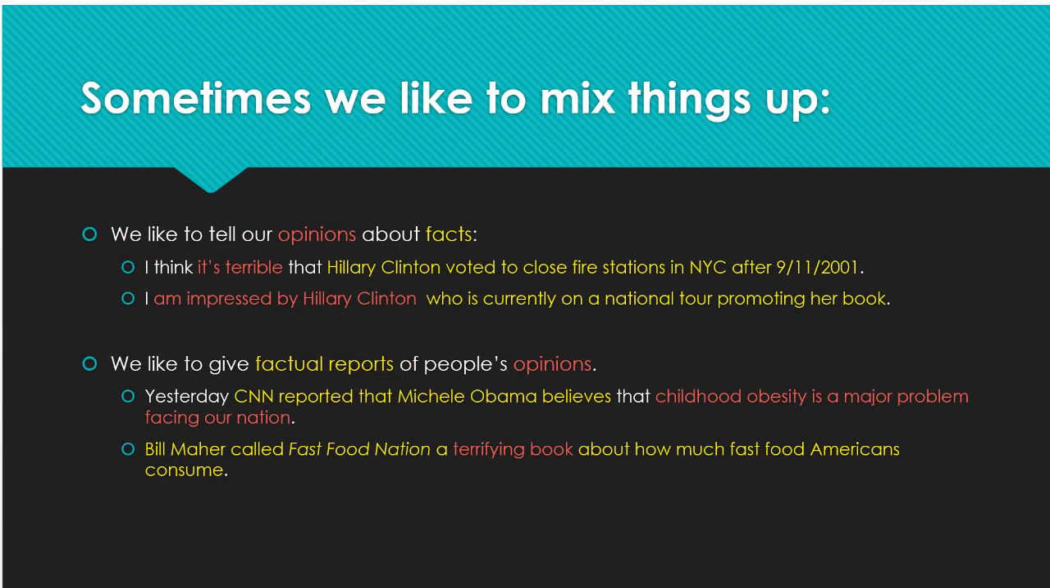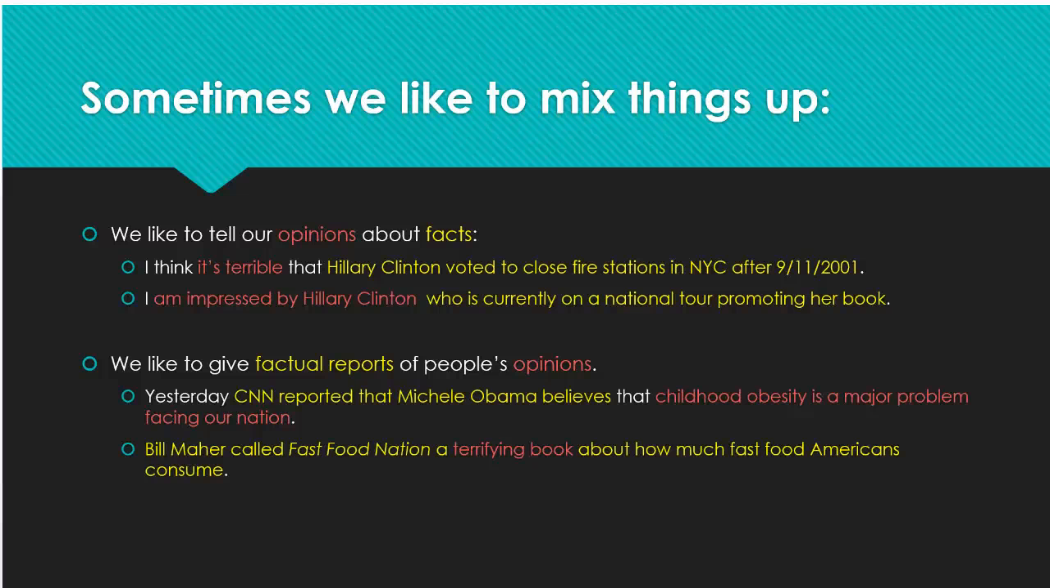And this is where it gets really difficult. Sometimes we like to mix things up. We like to mix fact and opinion in the things that we say. We like to tell our opinions about the facts. So in the statements below, I've marked opinions in red and facts in yellow. And let's see the combination.